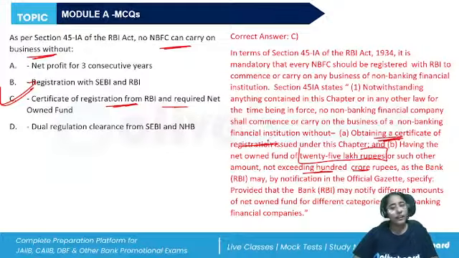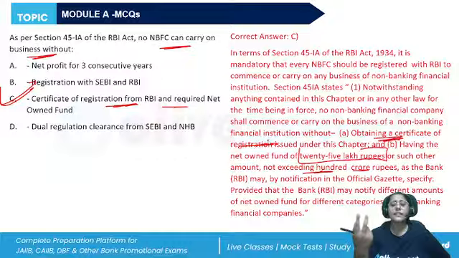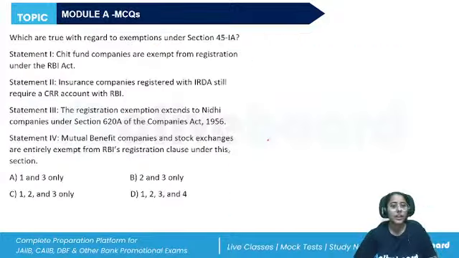Nidhi companies under the Companies Act, chit companies under the Chit Funds Act, housing finance companies under NHB, venture capital fund under SEBI, insurance company under IRDAI, these are exempted. All right. Which of the following are true with regard to the exemptions? Already we have answered this question. So which of the following are exempted from the registration?